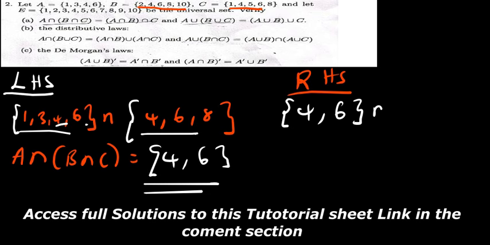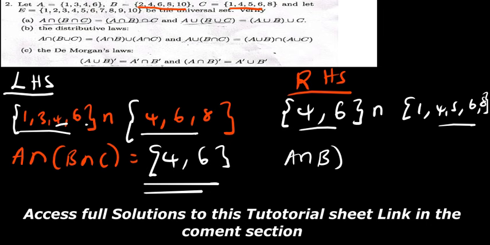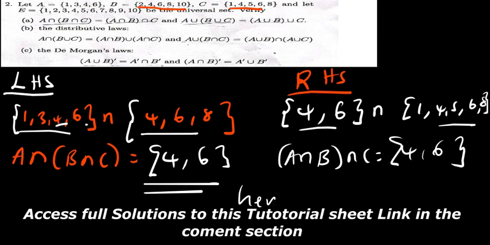Then I intersect it with C. What is my C? My C is 1, 4, 5, 6, 8. So the numbers that are found in this and that, it is 4, 6. We can clearly see here. So we also know that A intersection B, then intersection C, it is 4, 6. Hence verified.